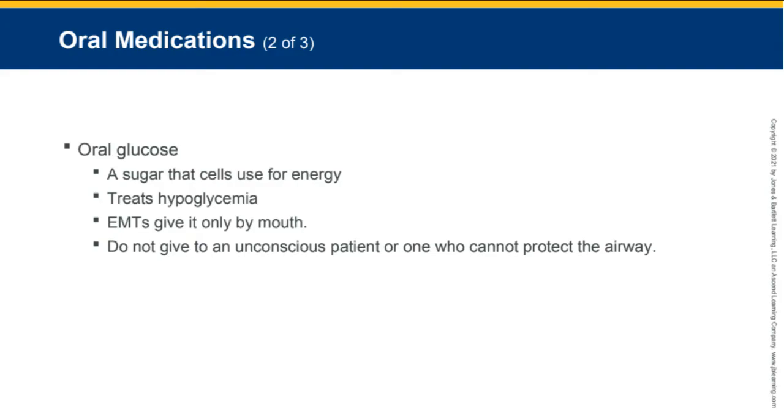For example, if you're giving oral glucose, glucose is a sugar that the cells use for energy. It is necessary for brain cells to survive. Hypoglycemia happens when there is extremely low blood glucose. So this is when we give our oral glucose, which will then counteract the effects of hypoglycemia. An EMT can give glucose only by mouth in the form of a gel. Never administer oral medication to an unconscious patient or to one who is unable to swallow or protect their airways.